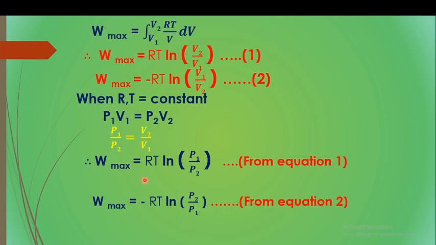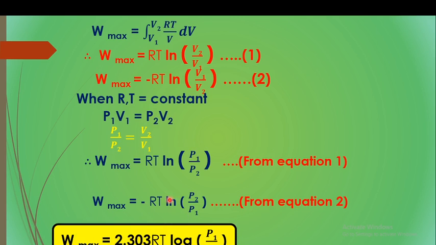because the minus sign is taken common. Therefore, for P1 upon P2, we can write P2 upon P1. And if we convert this ln to the logarithm, we multiply by 2.303. By multiplying this equation by 2.303, we get W max is equal to 2.303 RT log of P1 upon P2. So this is the expression for the maximum work done that is obtained in the reversible process.